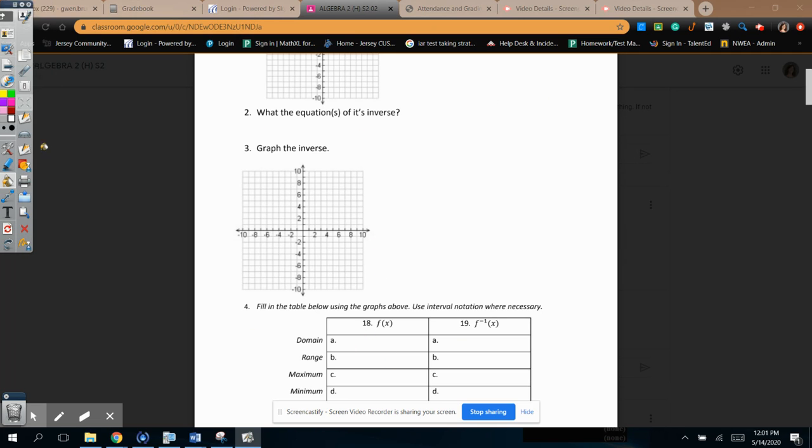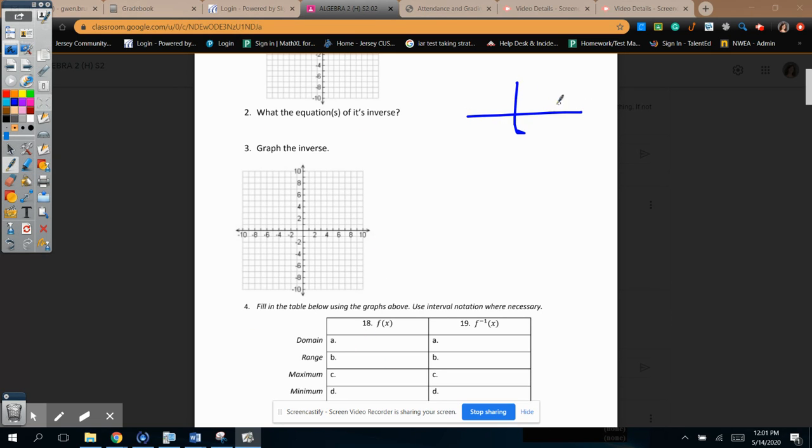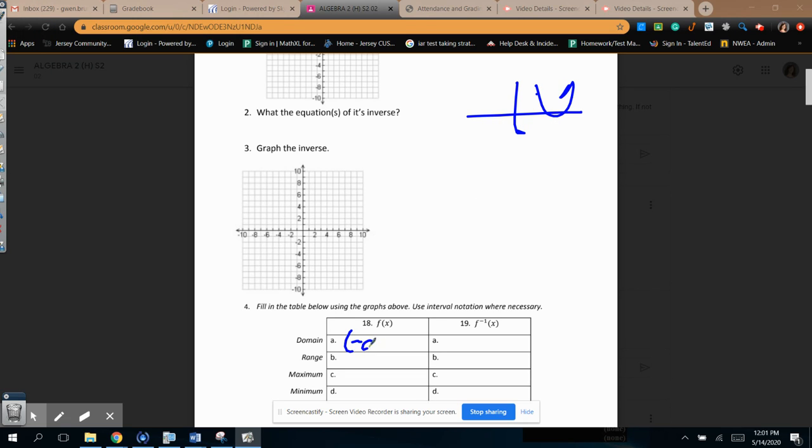But the domain of the first guy up here, this one, is negative infinity to positive infinity. And the range would be square bracket here, 0 to infinity. There's no max, but there is a minimum. The minimum value is at 0. So then when you look at this guy, the domain and range will switch, if you remember. So this will be the 0 to infinity, and then the negative infinity to positive infinity, because it goes up or down forever, but does not go left or right. There's then no max or no min.